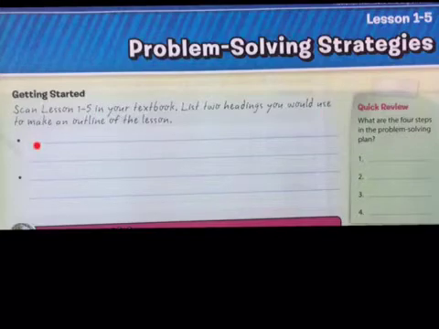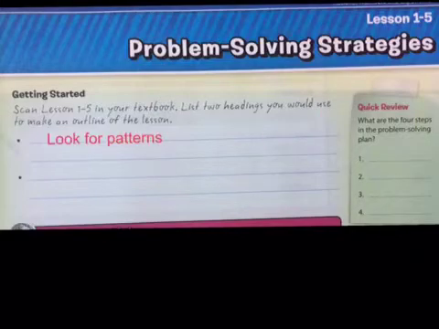And I remember that one strategy that we used was to look for patterns. Are we seeing patterns? Are the numbers going up by twos? Are the numbers being multiplied? Are they moving along by negative fives? So you just simply look for a pattern, okay?